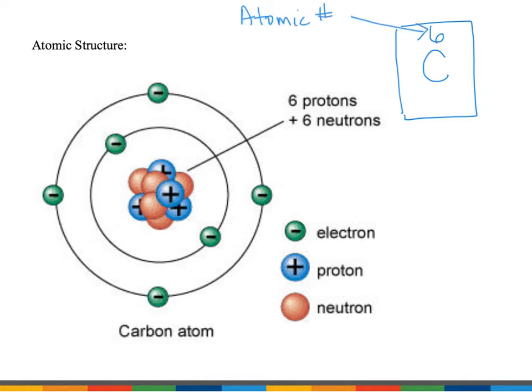The atomic number tells us how many protons there are in the atom. The atomic number also tells us the number of electrons in the atom as well. So carbon has 6 protons. It also has 6 electrons.